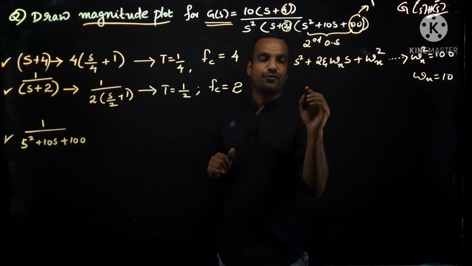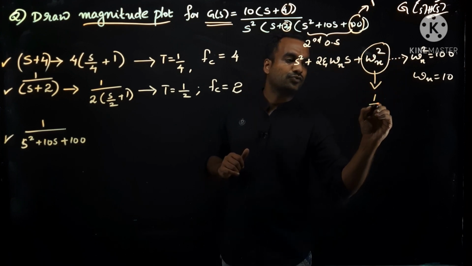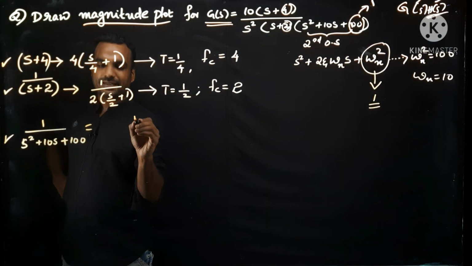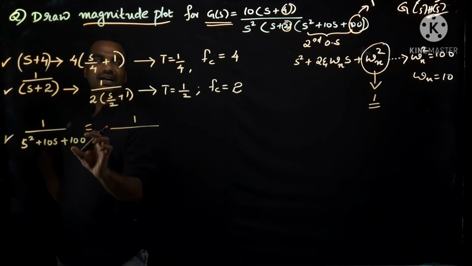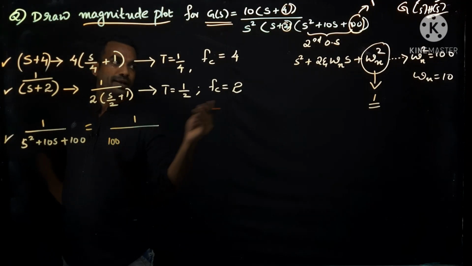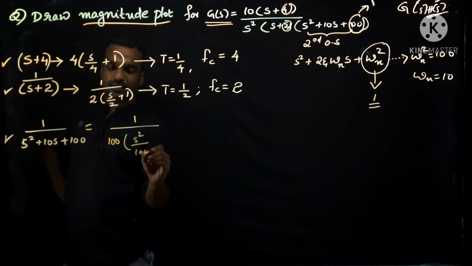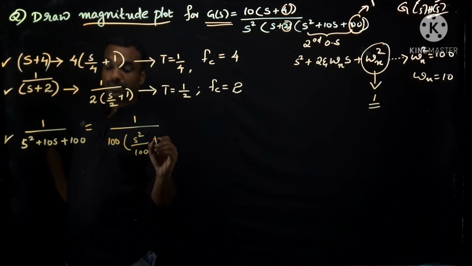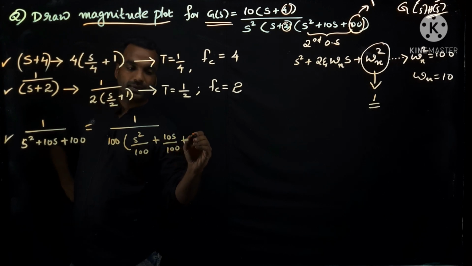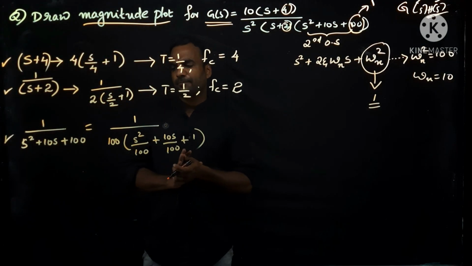What I have to do? I have to make this omega n square term as 1. So let me rearrange it. For making this 100 into 1, I have to take 100 outside. So 100, or omega n square, is taken outside: 1 by 100 into s square by 100 plus 10s by 100 plus 1. Anyhow, 100 came outside.